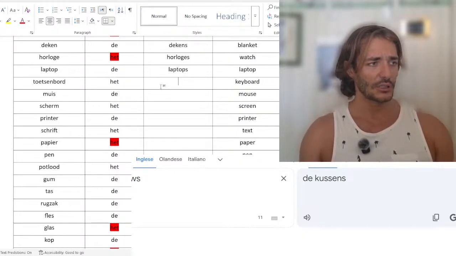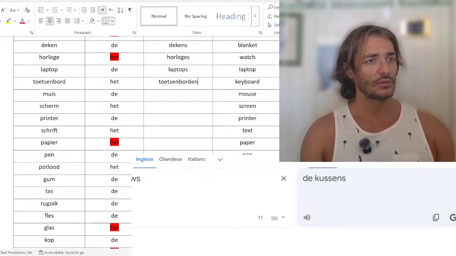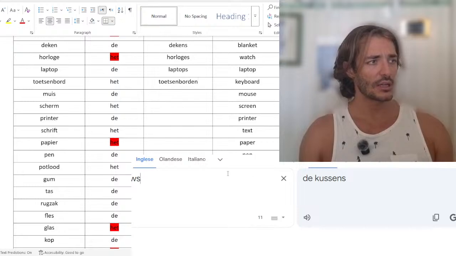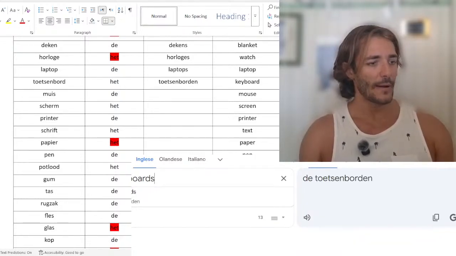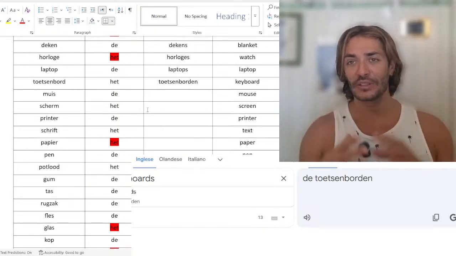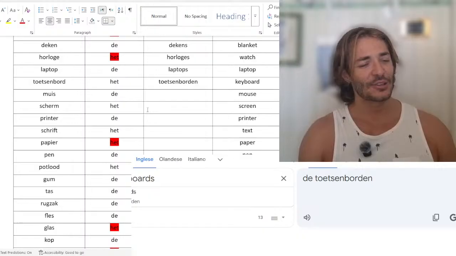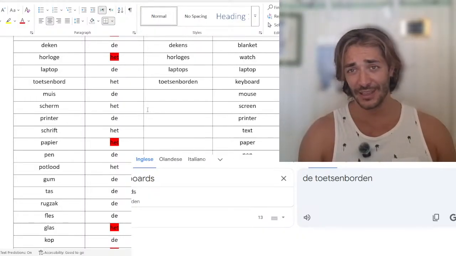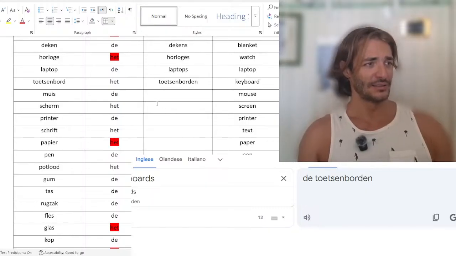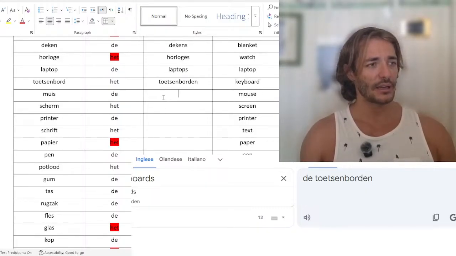Toetsenbord, toetsenborden, which was the keyboard. Toetsenborden, let's check the keyboards. Yeah. Okay, this forming the plural from the singular, it's actually easier than finding whether it's het or de. Yeah. So de mes. Okay, here I think it's meisen.